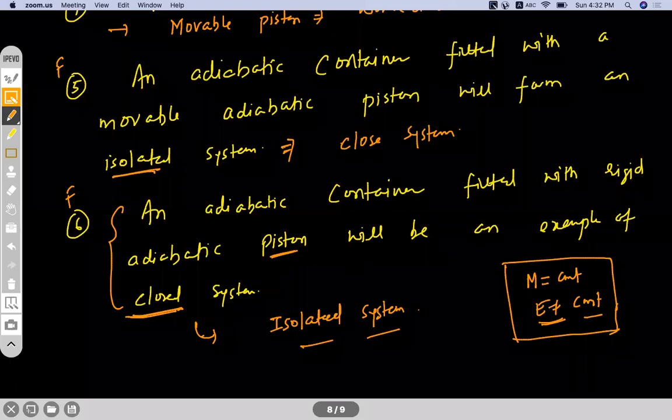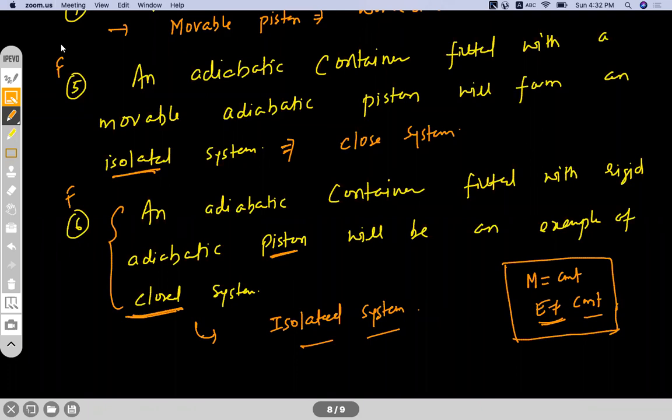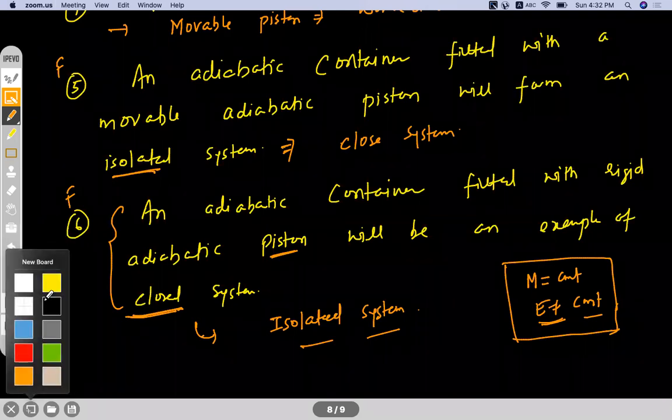Of this particular chapter, system, surroundings, and all these six statements. Very important: if you understand the six statements, you'll understand the concept of system and surroundings. It looks very simple, types of system: open, closed, isolated, but this kind of statement is very important to understand. Okay.